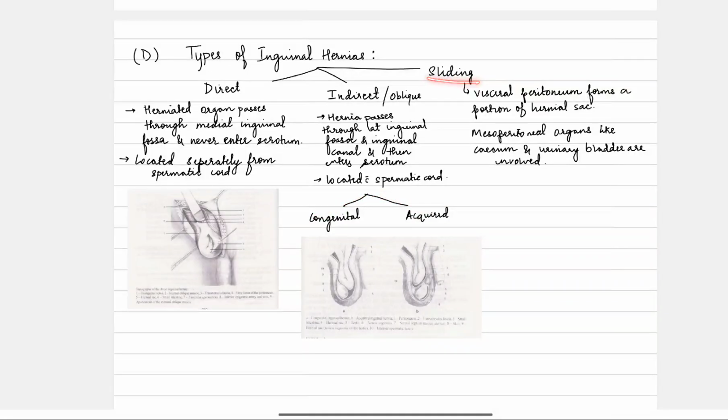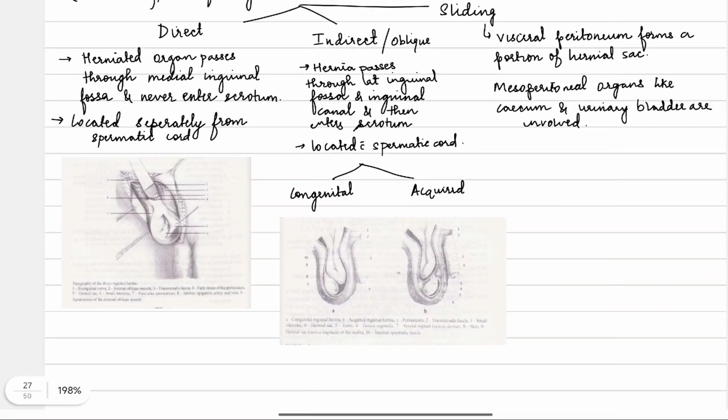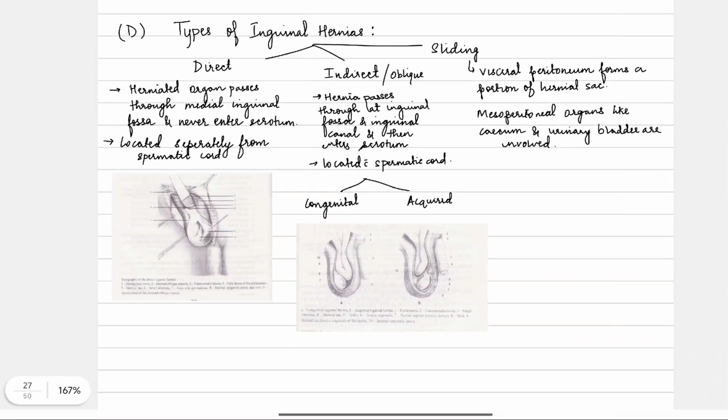Next is sliding. Visceral peritoneum forms a portion of hernial sac. Mesoperitoneal organs like cecum and urinary bladder are involved. Now, congenital inguinal hernia and acquired inguinal hernia are shown in this.